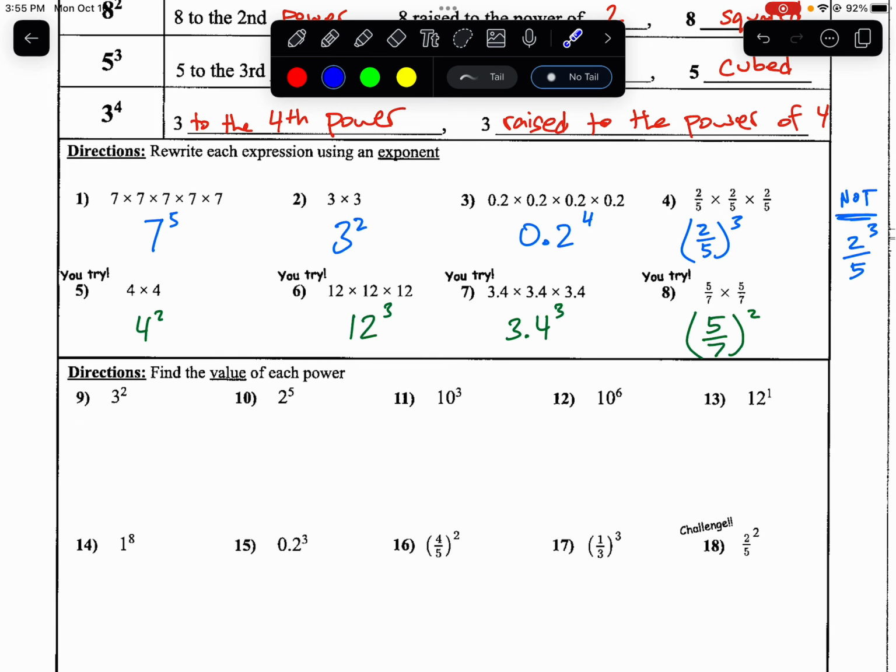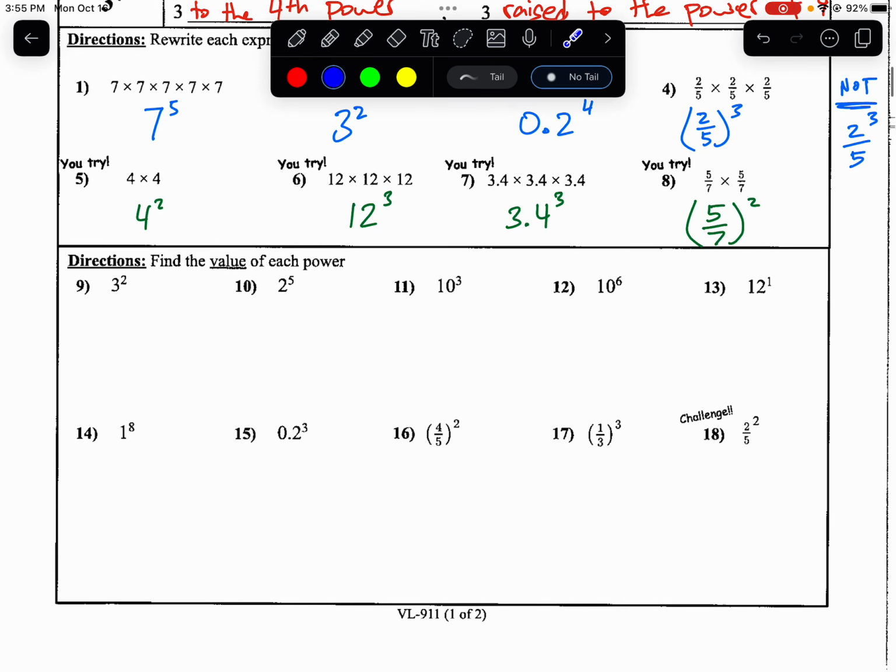It says, find the value of each power. 3 to the 2nd power is not 6. It is 3 times 3. And what is 3 times 3? 3 times 3 is 9. What's the value of 2 to the 5th? It's not 10. It's not 25. It's 2 times 2 times 2 times 2 times 2.